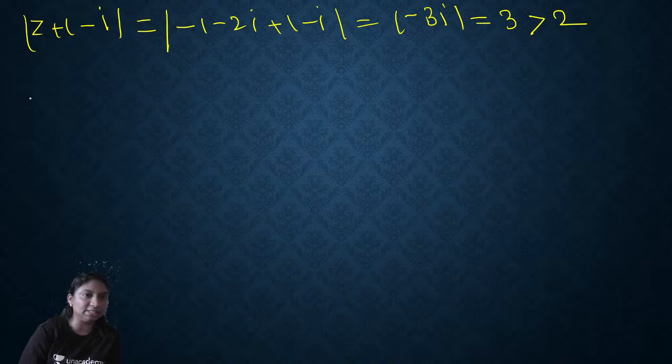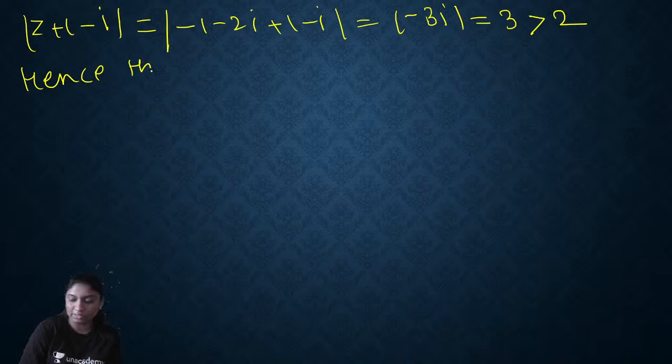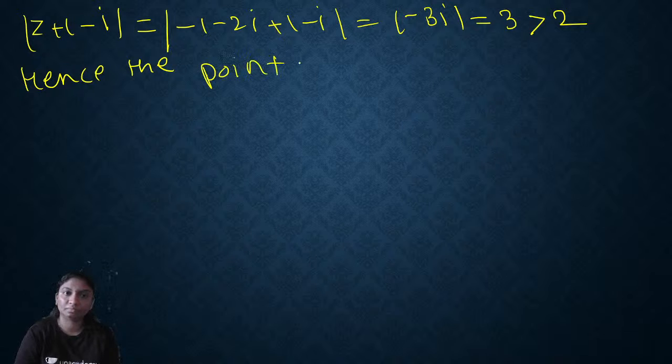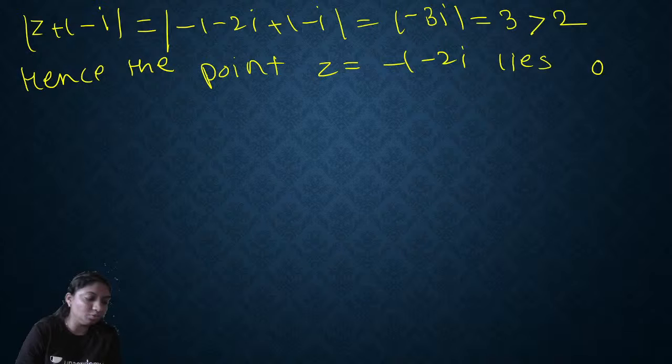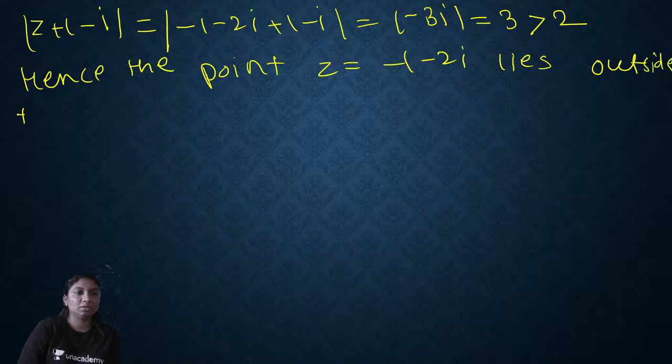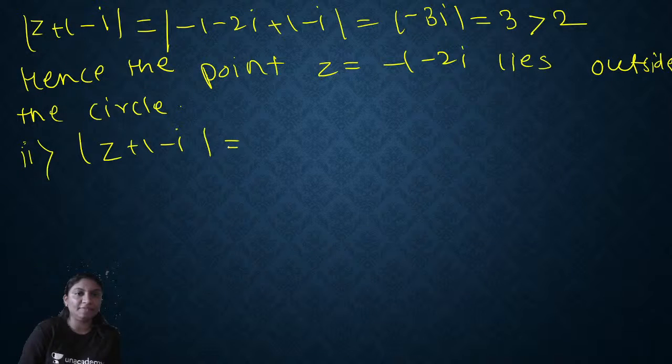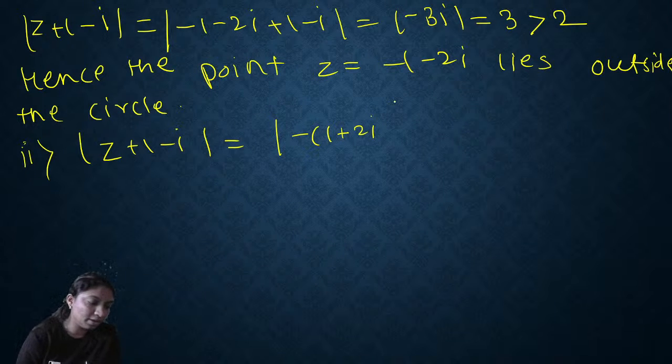So hence the point z is equal to minus 1 minus 2i lies outside the curve C, outside the circle, right, outside the circle. And for the second, mod of z plus 1 minus i, where z is minus 1 plus 2i, mod of minus 1 plus 2i.